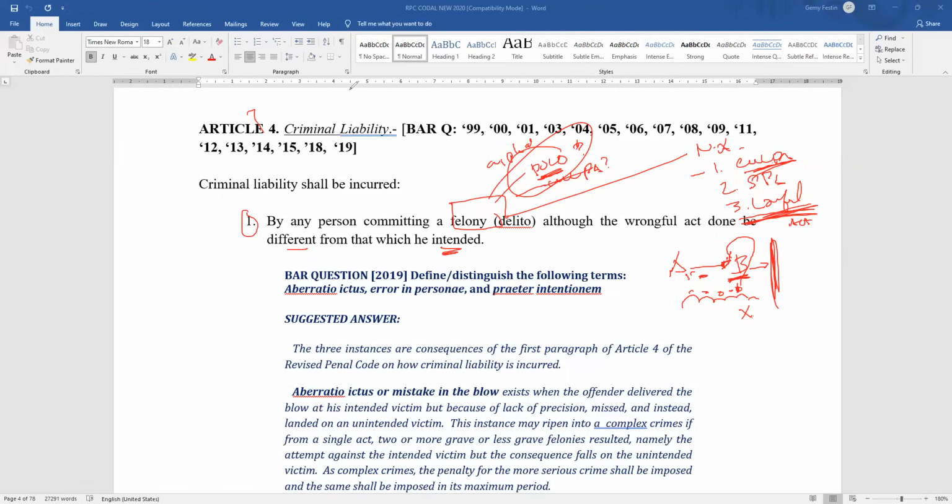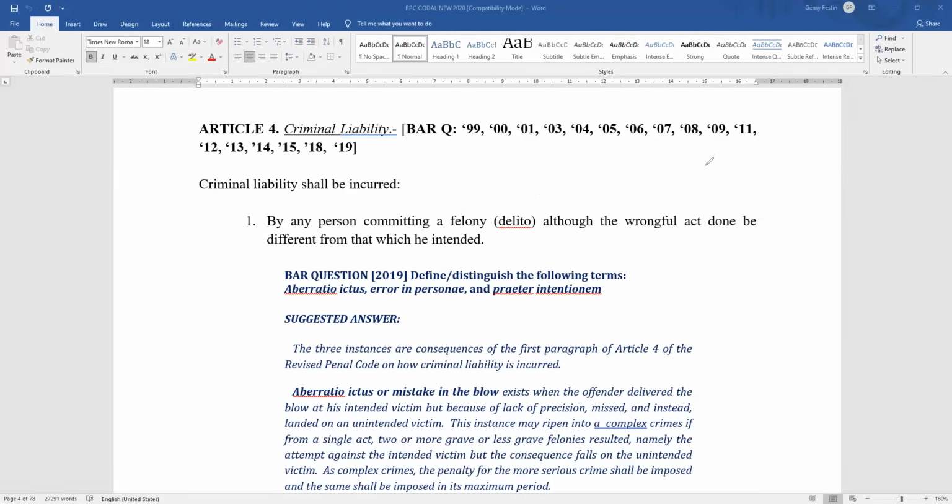Now, out of this would come mistake in identity. Bar question: differentiate mistake in identity from mistake of fact. In mistake of identity, there is criminal liability. In mistake of fact, there is no criminal liability. Basis of mistake in identity is Article 4, Paragraph 1. Basis of mistake of fact is the case of People versus Oanis.